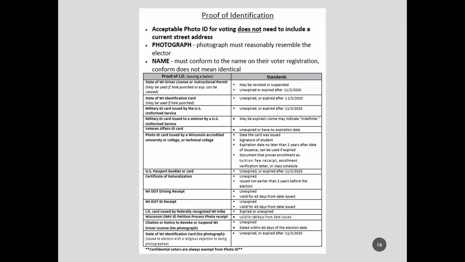So this is a list of photo identification. Acceptable photo identification can include the Wisconsin state driver's license, as we talked about, and the standard is maybe revoked or suspended, unexpired, or expired after the date of 11/3 of 2020. This date has changed from previous documents due to us having a new general election. So the state identification card is the same, unexpired or expired after 11/3 of 2020.